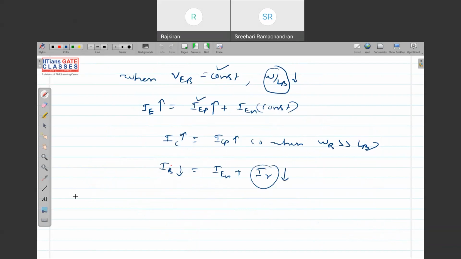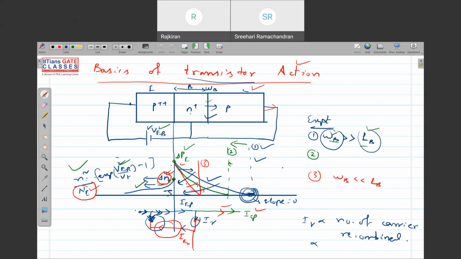So then we'll define some terms. First is called gamma, nothing but emitter injection efficiency. So what is the emitter injection efficiency? Out of the carriers injected in the junction, how much of this is efficiently transferred to the collector?